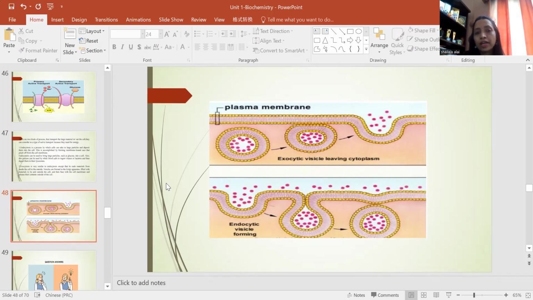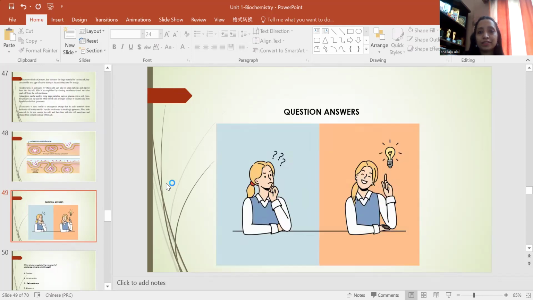So students, we have learned today about active transport and passive transport. I hope you have understood these topics. So let's move towards a very important section, that is question and answer. Let us hope you understand this topic and you're able to answer the questions right away.